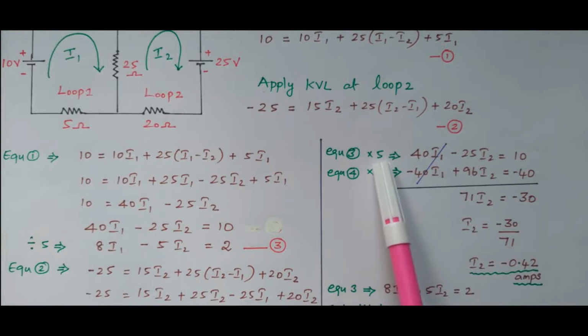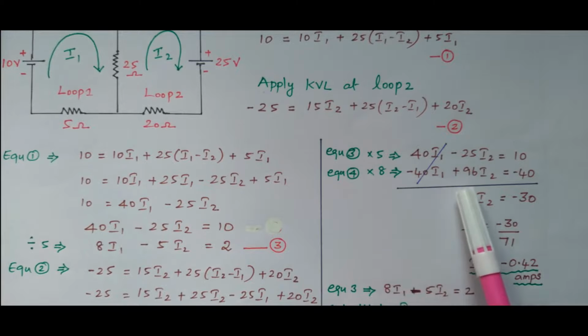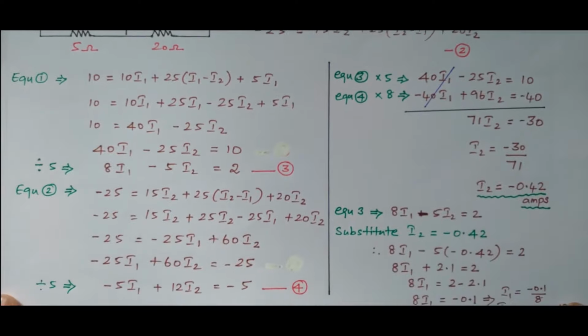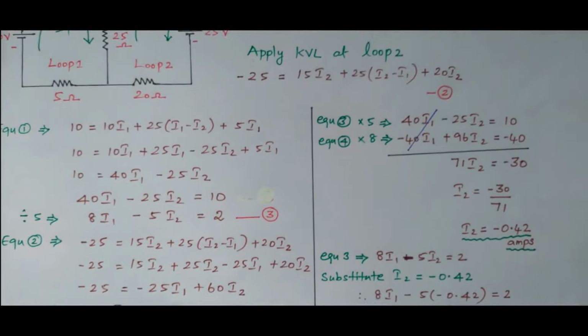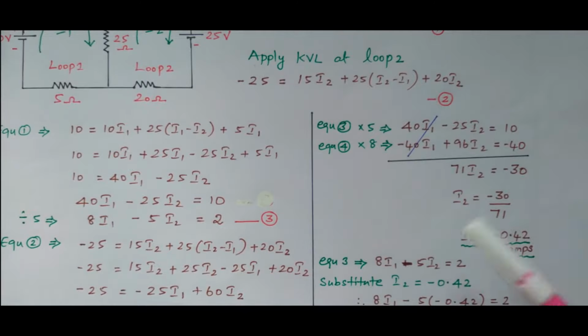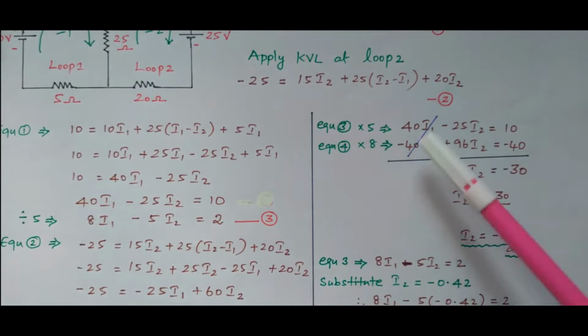So equation 3 is multiplied by 5, equation 4 is multiplied by 8 in order to cancel I1. So 40 I1 minus 25 I2 equal to 10. This is equation 3 multiplied with 5. Similarly, equation 4 multiplied by 8 gives minus 40 I1 plus 96 I2 equal to minus 40. Now see, this is plus 40 I1 and minus 40 I1. By simply adding these, this term got cancelled.